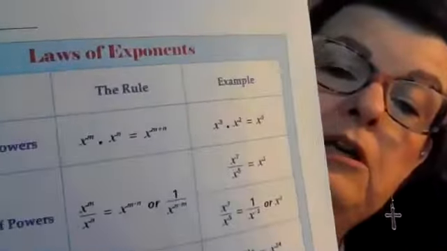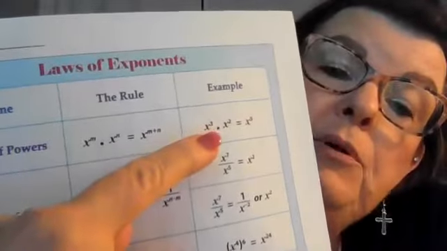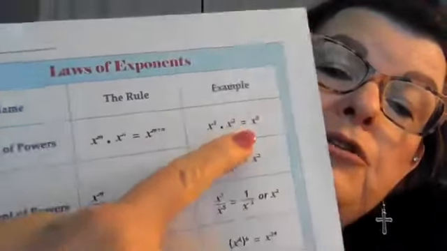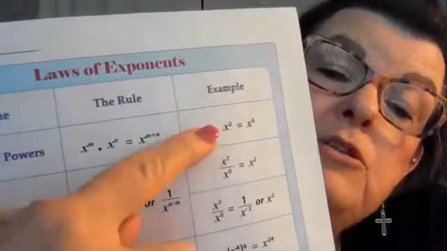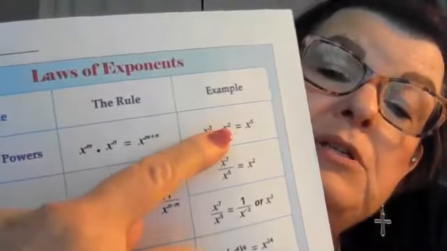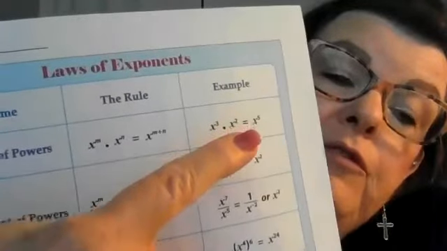Here's another example over here. Okay. And you'll still have to know about your negative and positive rules. But here's another example that says the x's are the same bases and they're being multiplied. And so you just add the exponents. This is adding to. So the answer is x to the -5th.